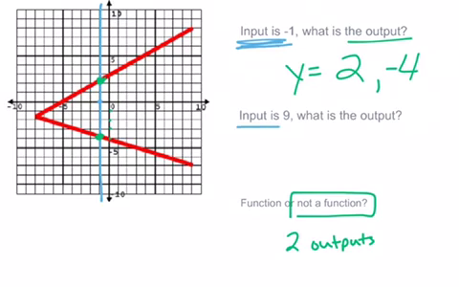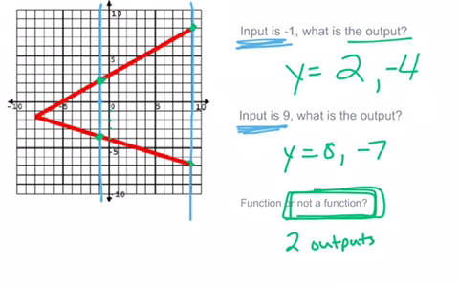We can check 9. We already know that this isn't a function, but we can check the others. So if the input is 9, that would be this vertical line right here. Again, the red line crosses that twice. Once here at 8, y equals 8, or y equals -7. So again, that confirms what we said, that this is not a function.